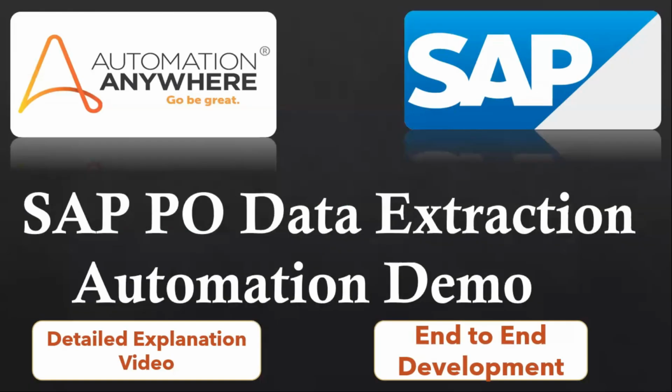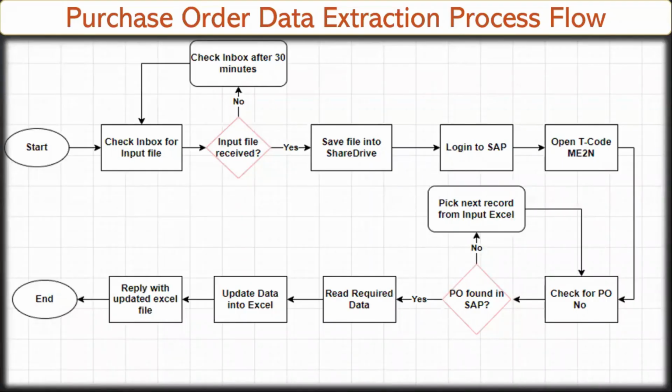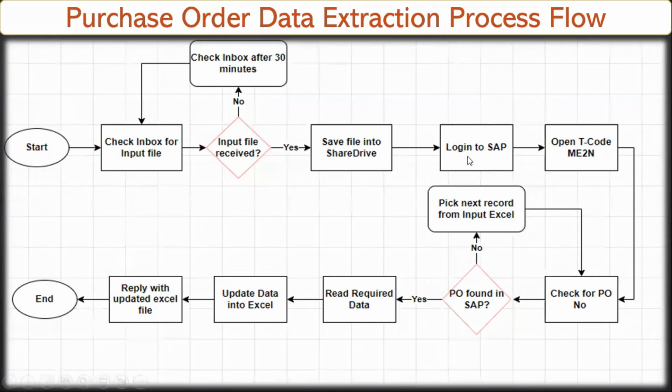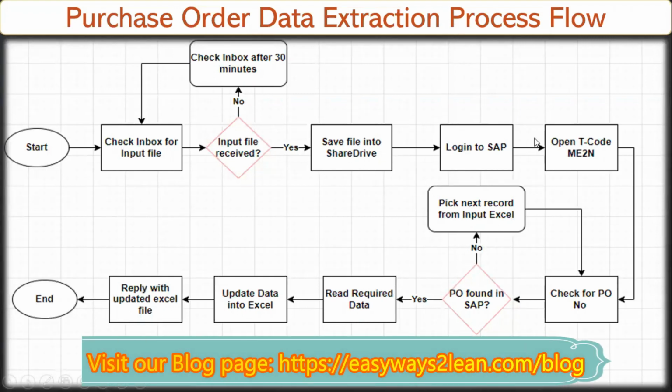So let's see the process flow and understand what we are going to do. The bot will first go to the designated inbox of the mail and look for an input file. If the input file is not available, the bot will retry after 30 minutes. Once the file is available, the bot will save it into the shared drive and then log into SAP. If the file is not available, there is no use of going forward. So the first condition is: if the file is available, only then will the bot log into SAP and start processing the information inside SAP.